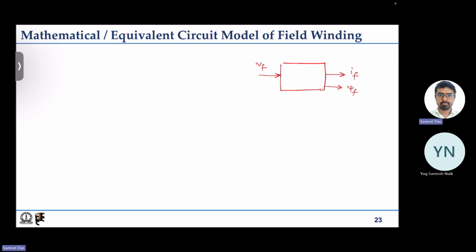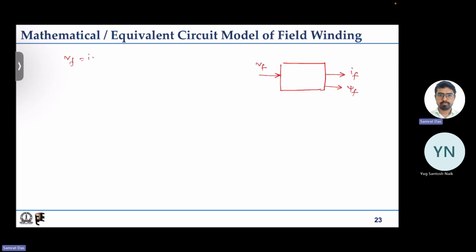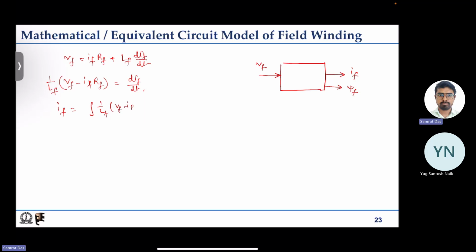Then how to get that? You can simply write this equation in a different way. You have Vf equal to If Rf plus Lf dIf dt. So you can take this Vf minus If Rf on one side, then you can divide it by Lf, then you get dIf dt. Now if you integrate that, then you will get If equal to integration of 1 by Lf into Vf minus If Rf dt.